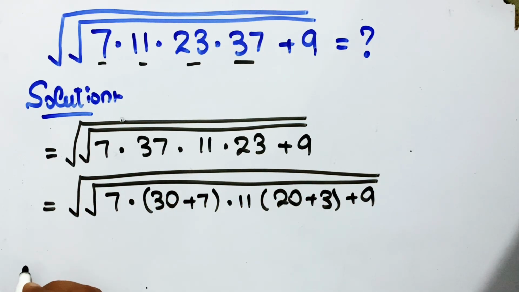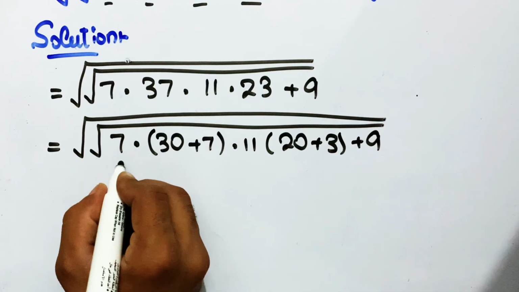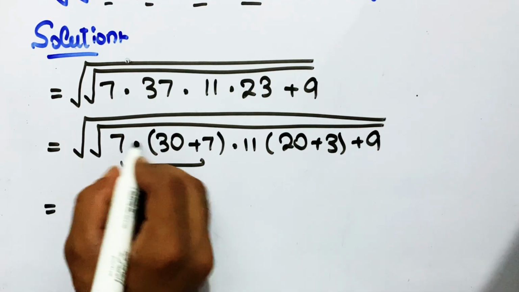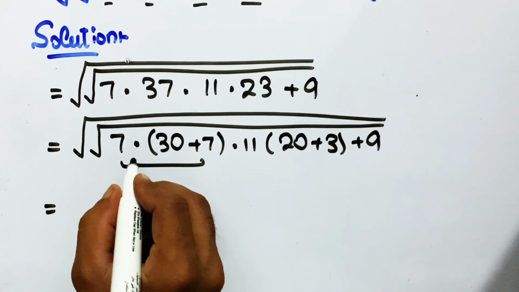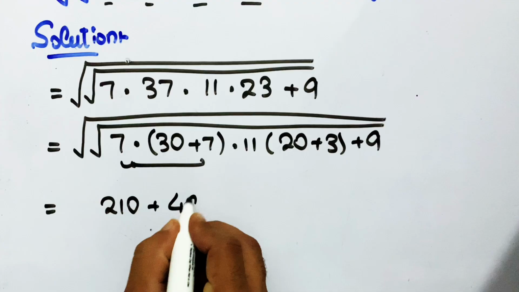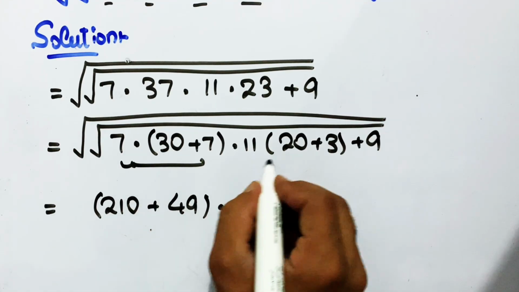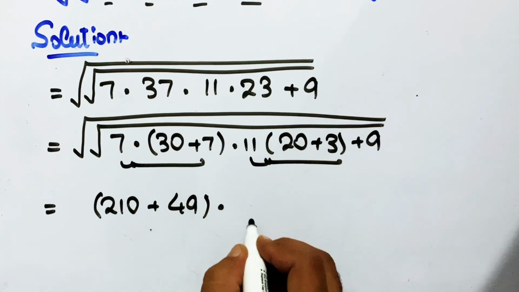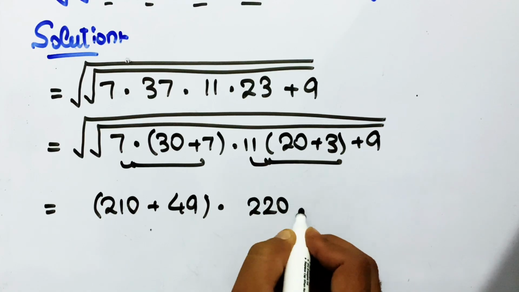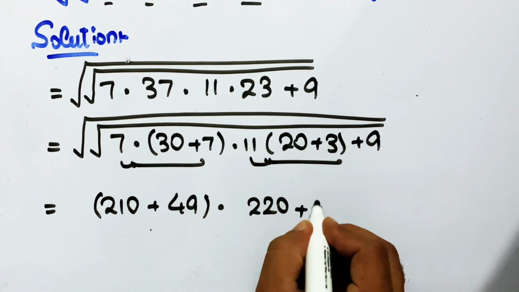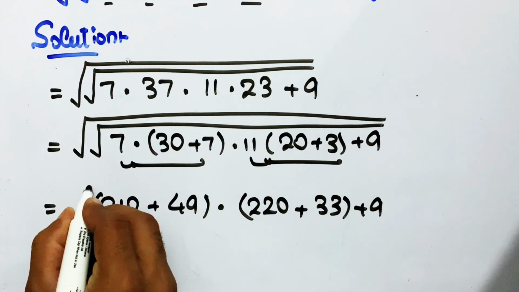So next step, if we multiply inside, the equation becomes 7 times 30 is 210 plus 7 times 7 is 49. And the next step, we multiply inside here: 11 times 20 is 220 plus 11 times 3 is 33, plus 9 under the square root.